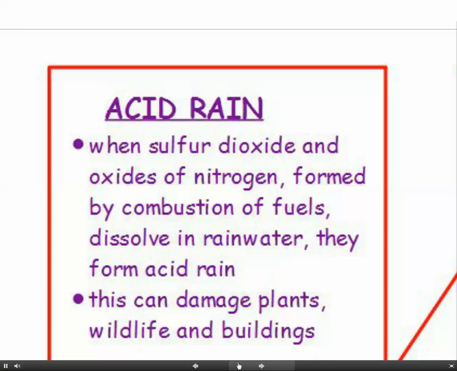Now, acid rain can result from the combustion of fossil fuels because when sulfur dioxide and oxides of nitrogen, which are formed by combustion of fuels, dissolve in rainwater, they form acid rain, and this can damage plants, wildlife and buildings.